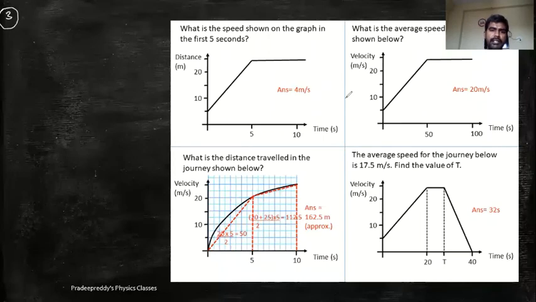Question number 3, distance traveled in the journey shown below. You need to find out the total distance traveled over here. What do you need to find? Area of the V-T graph gives delta S, that is total distance traveled. But here it is a curved graph, right?